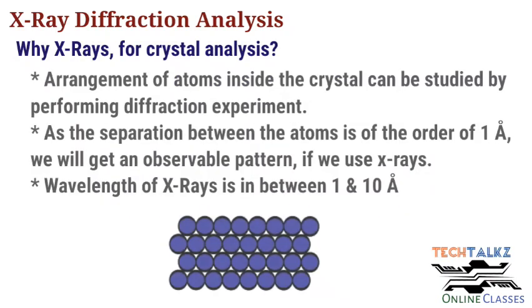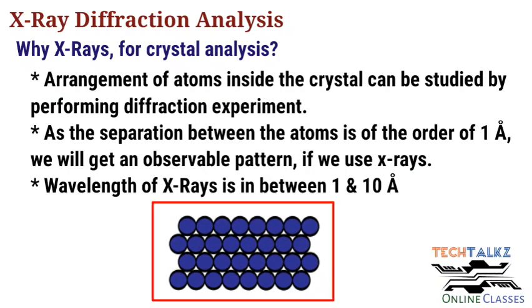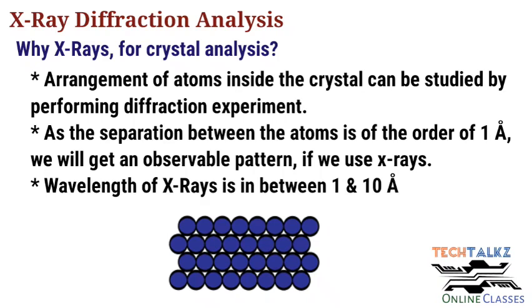In our case, if we take our sample's crystal structure, there is a 3D array of regularly spaced atoms. Here, the separation between the atoms will be around 1 angstrom. So, in order to get a better diffraction pattern, we can use an X-ray source. The wavelength of X-rays is of the order of a few angstrom. Therefore, X-rays are used for studying the crystal structure of a sample.